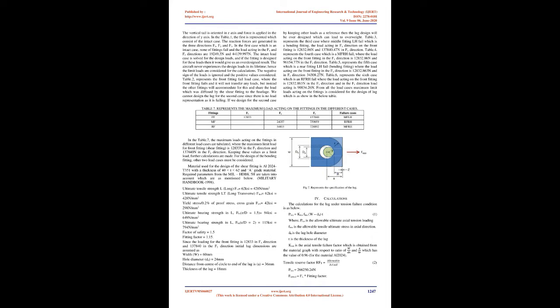Table point 2 represents the front fitting fail load case, where the front fitting fails and it will not transfer any loads, but instead the other fittings will accommodate for this and share the load which was diffused by the shear fitting to the fuselage.